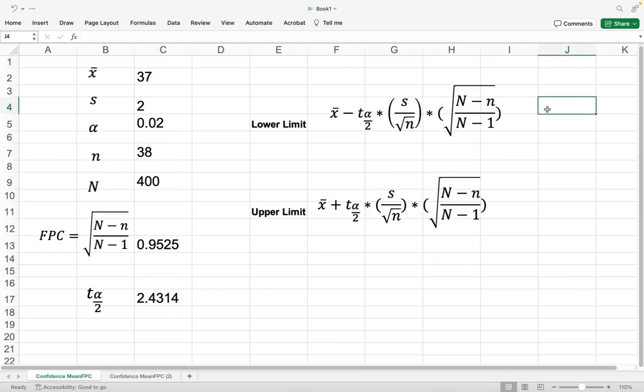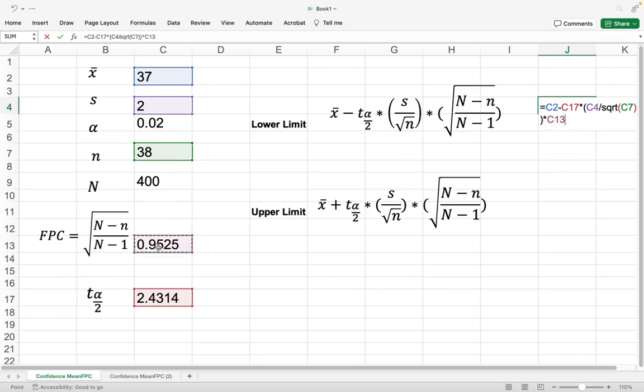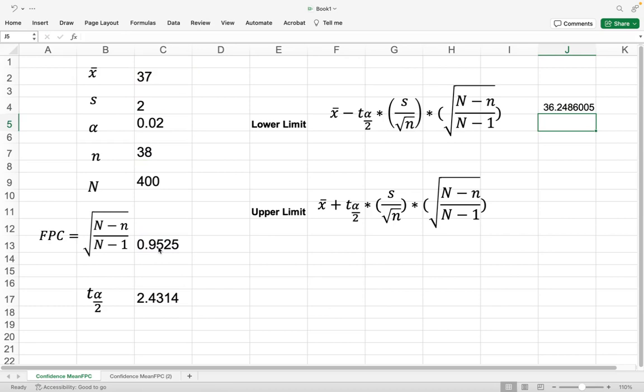Now it's time to find the lower limit of the confidence interval by this formula: X bar minus T alpha divided by 2 times sample standard deviation divided by the square root of sample size 38, times FBC. It's the lower limit of the confidence interval. You can round that based on the rounding instruction in the question.